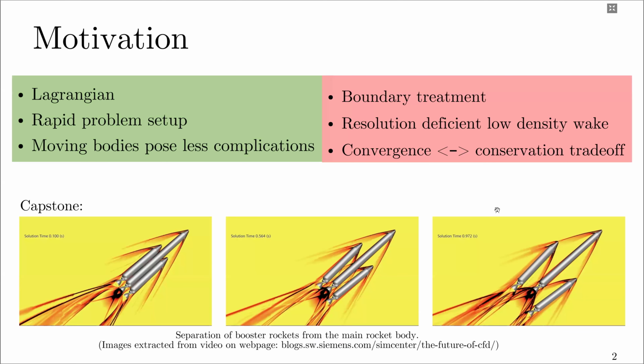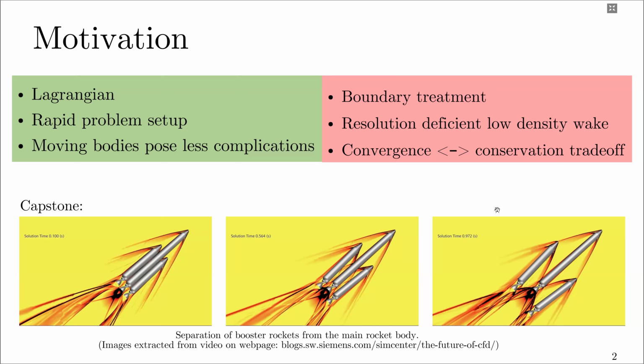So why SPH? In the images below you can see booster rockets separating from the main rocket body. So there is fluid-solid interaction, there are moving bodies, and there are shocks reflecting from moving bodies. All of this would be easier to do with SPH than with a traditional CFD method.